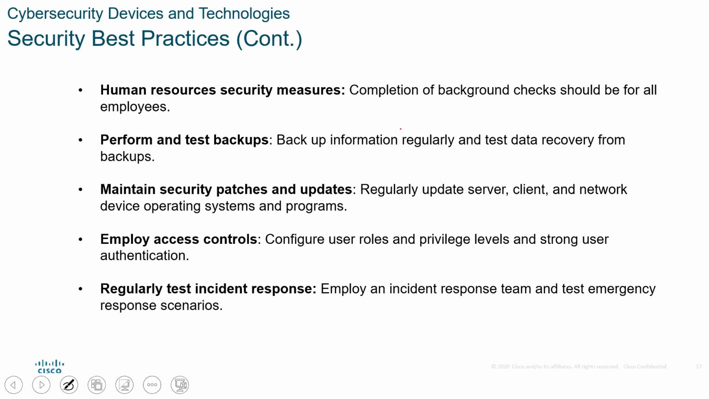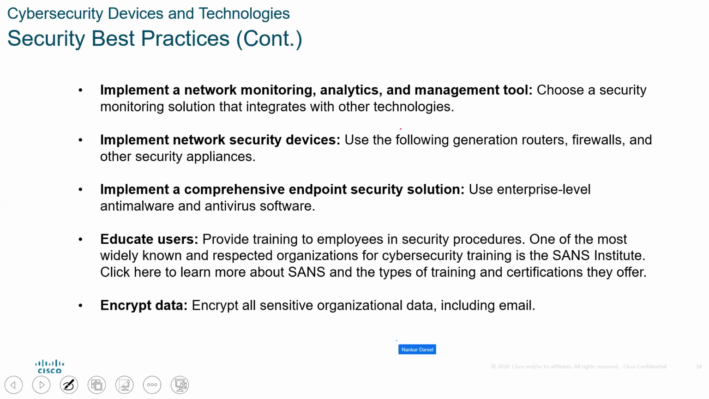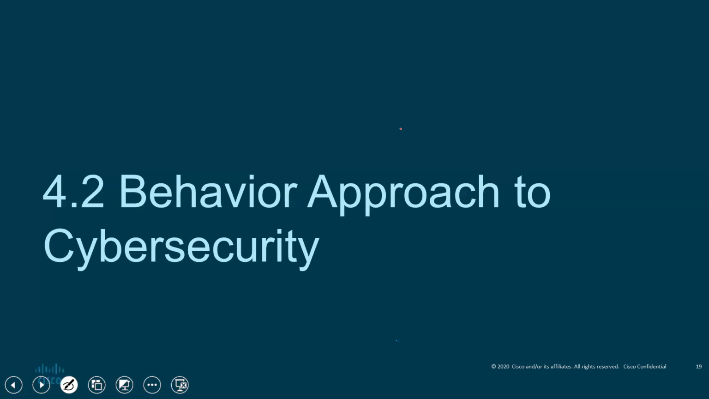Then regularly test incident response. Employ an incident response team and test the emergency response team as well. You can also implement a network monitoring, analysis, and management tool. You can also implement network security updates. Also implement a comprehensive endpoint security solution. You can educate other people and you can encrypt data. All right, all these are ways to do it.